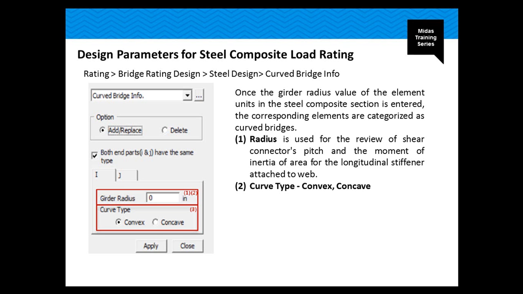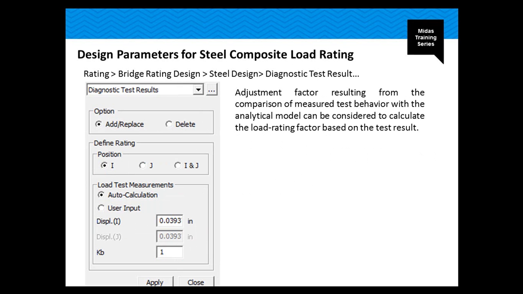You can also define the stiffeners. We're gonna see that later. And then you have the curve type. You have convex or concave. Depending on which curve type, you can define it here.